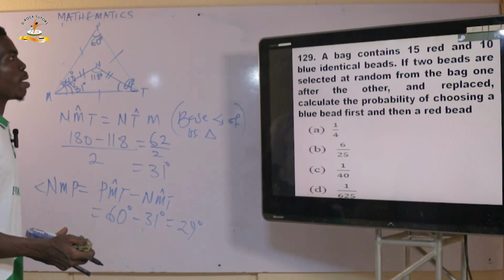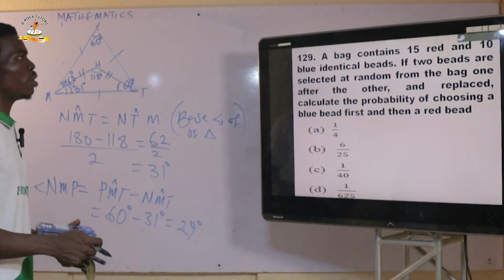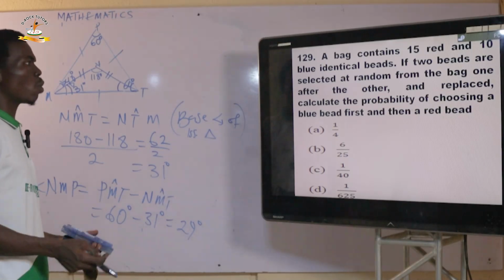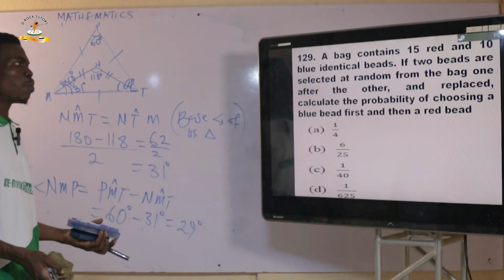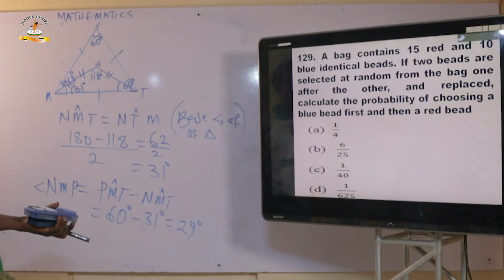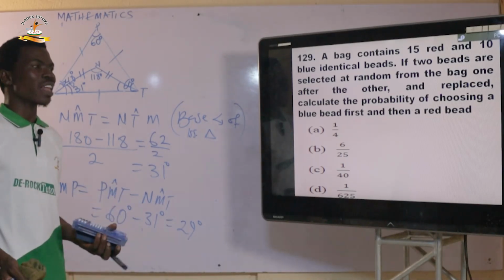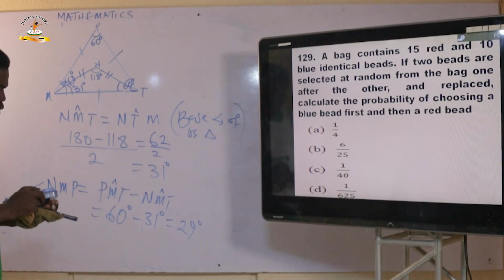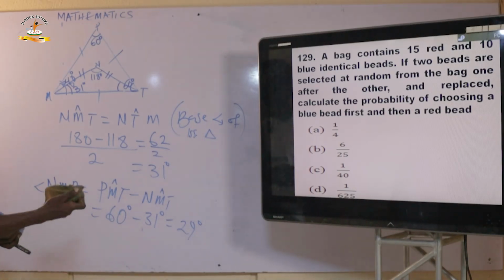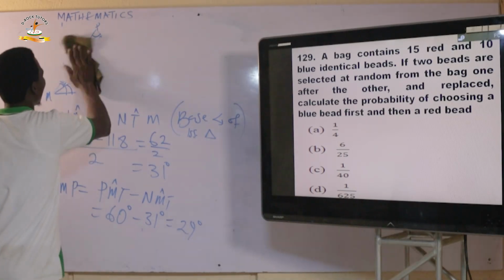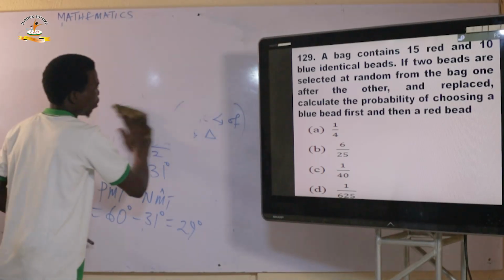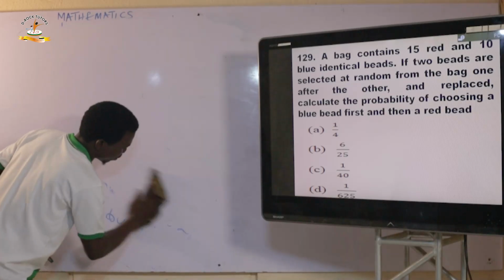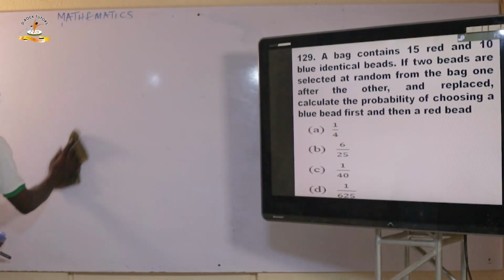Question 129. A bag contains 15 red and 10 blue identical beads. If two beads are selected at random from the bag, one after the other, and replaced, calculate the probability of choosing a blue bead first and then a red bead. You must be careful, because it has to follow the order of which bead is picked before the other one. So we have to be very careful in solving this.